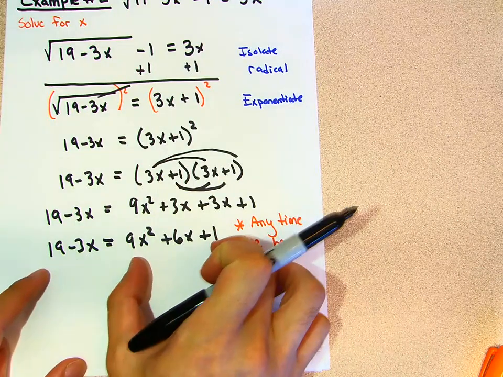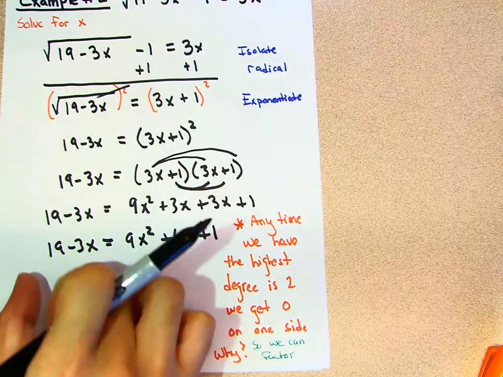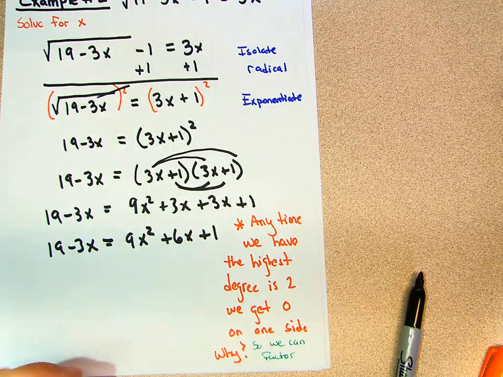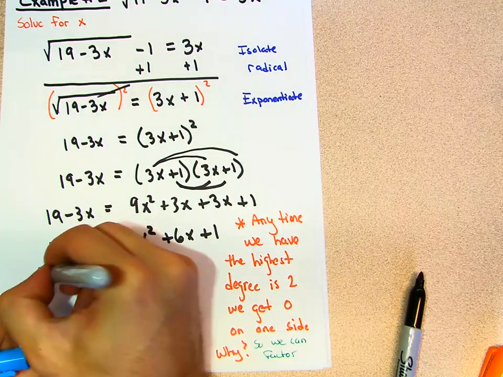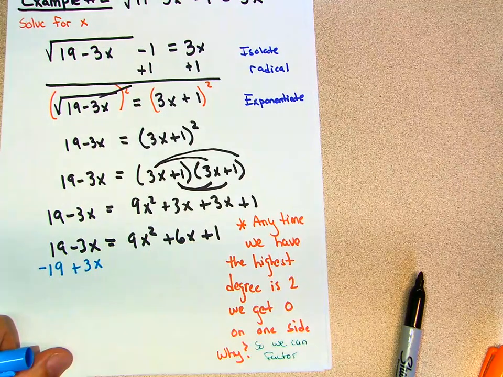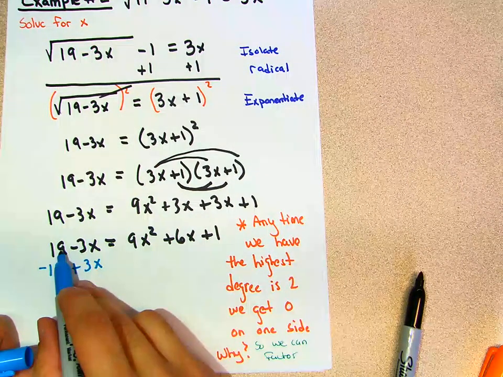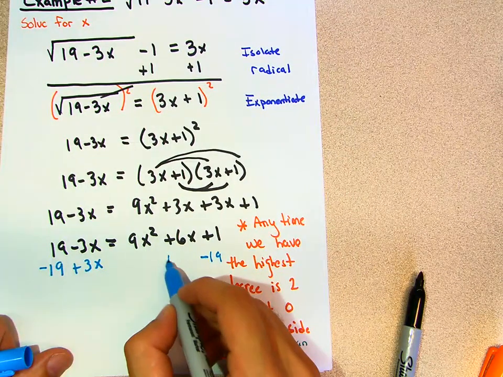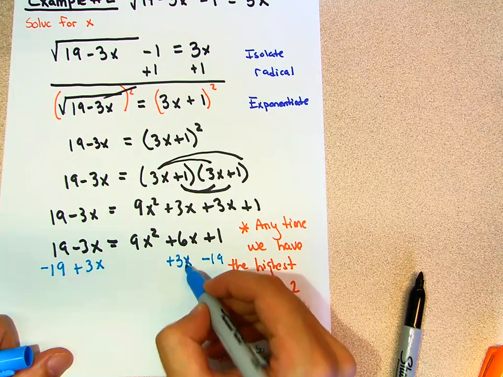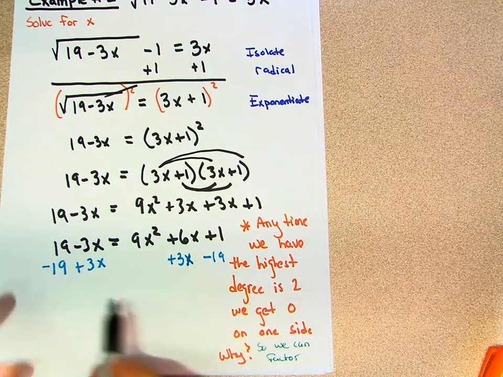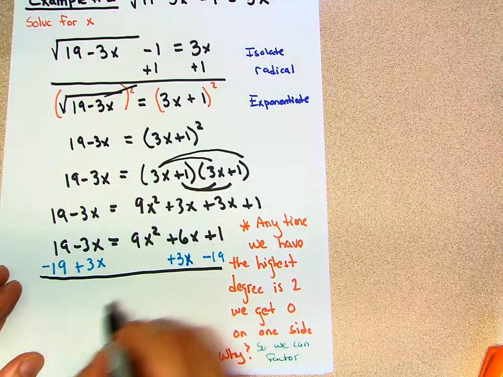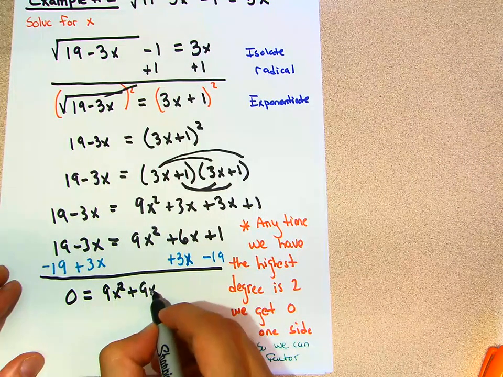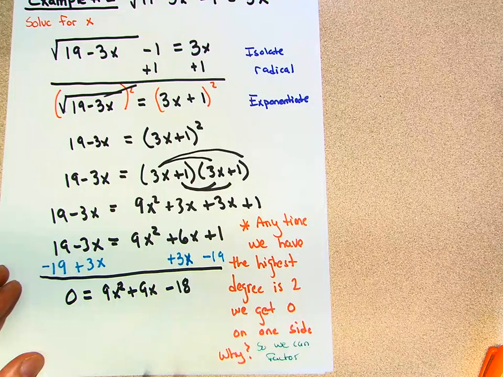So from here, how do you get 0 on one side? I mean, you could subtract everything from here to here, but I would rather subtract everything from here to here. So now here, what I would want to do is, let's use this color. I'm going to minus 19 plus 3x on both sides. So now 19, I'm going to do what? Minus 19 with the 1 here, and this is plus 3x. Okay? So now what do we get? So now here I have 0 is equal to what? 9x squared plus 9x minus 18.